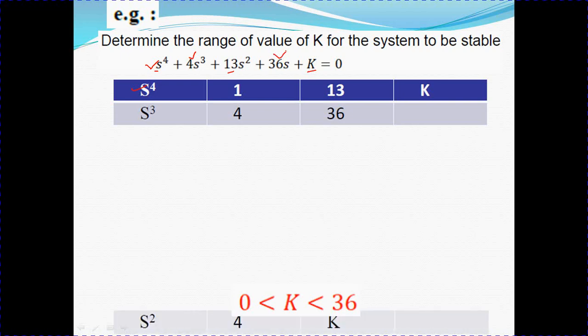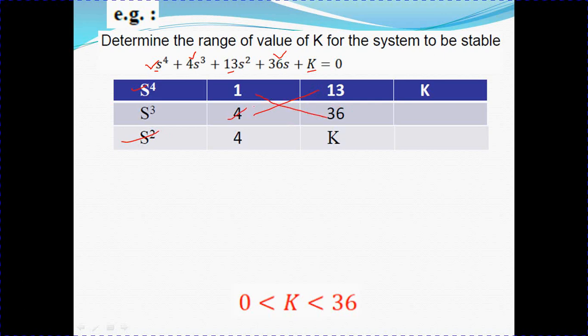4 and 36, that is the odd term coefficients of s. So next we need to calculate the remaining rows. So the next row will be the s square row. We know the calculations. You need to multiply 4 into 13 minus 36 divided by 4. Okay. So this is going to be 4. Similarly, next we need to get the next element. To get the next element, here it will be 4 into k minus 1 into 0 divided by 4. So that is going to be k back here.